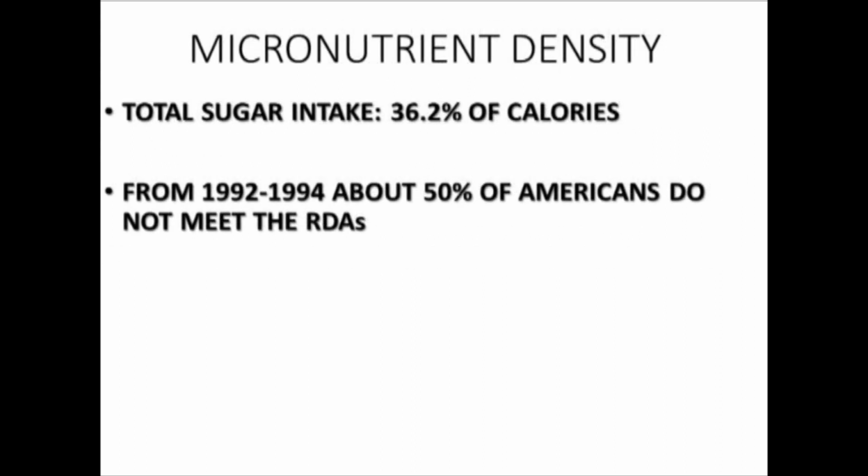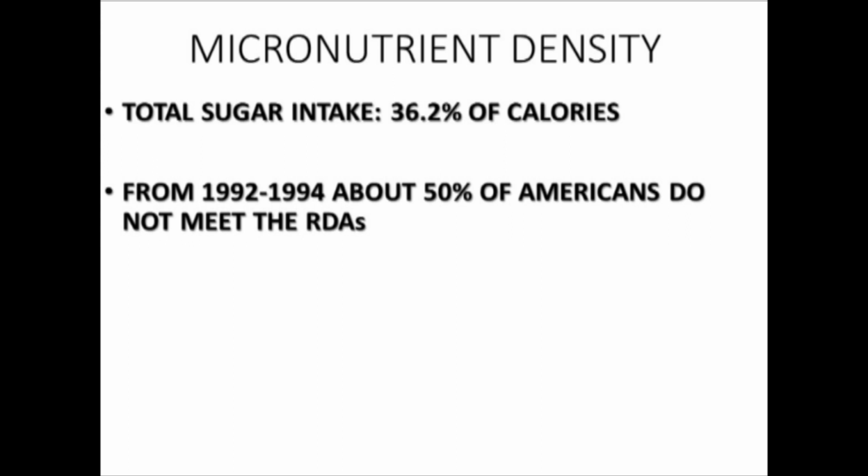So the micronutrient density of our diet would have been greatly compromised because of the total amount of sugar that we're actually taking in, currently representing about 36.2% of calories, and this in the aftermath, of course, of the Industrial Revolution and also the infiltration of sugar into the diet during the 18th and 17th century. So from 1992 to 1994, about 50% of Americans were not able to meet their RDAs for a great variety of nutrients.